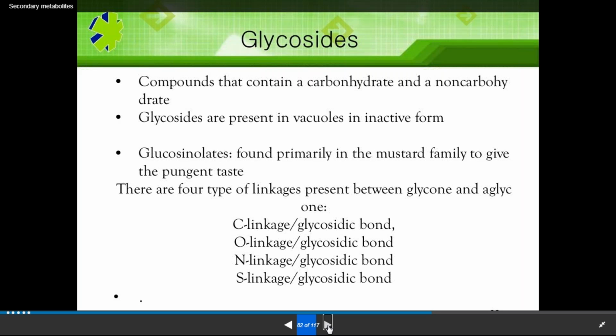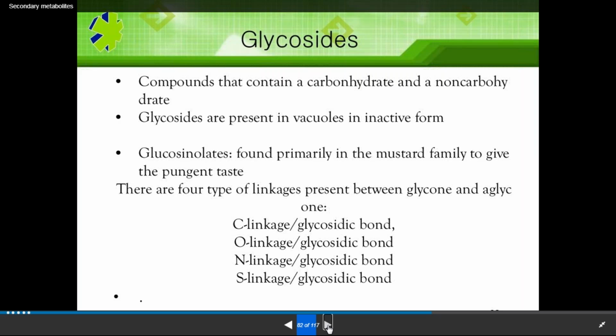Next is glycosides. In glycosides, in general, they have given cardiac glycosides, and they have also given steroids. Steroids can be steroidal alkaloids as well as steroidal glycosides. Steroidal alkaloids we studied while discussing alkaloids; steroidal glycosides we will study under glycosides. Now, what are glycosides?